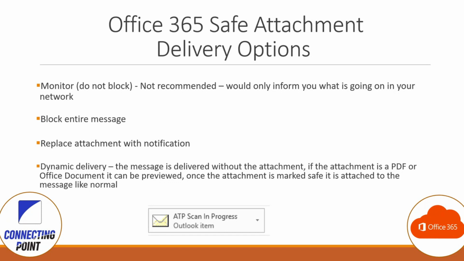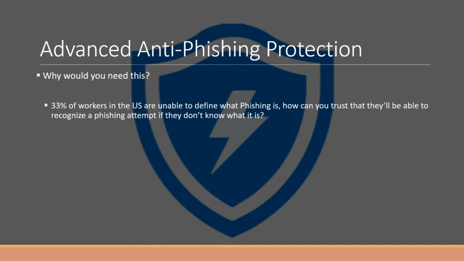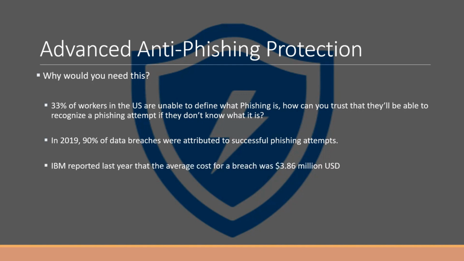The last one that we're going to get into is the advanced anti-phishing protection, and this is probably the most powerful feature on this. So you're asking yourself why you might need this. 33% of workers polled in the United States are unable to define what phishing is. So how can you trust that they'll be able to recognize a phishing attempt if they're not even sure what one is? In 2019, 90% of data breaches were attributed to successful phishing attempts.